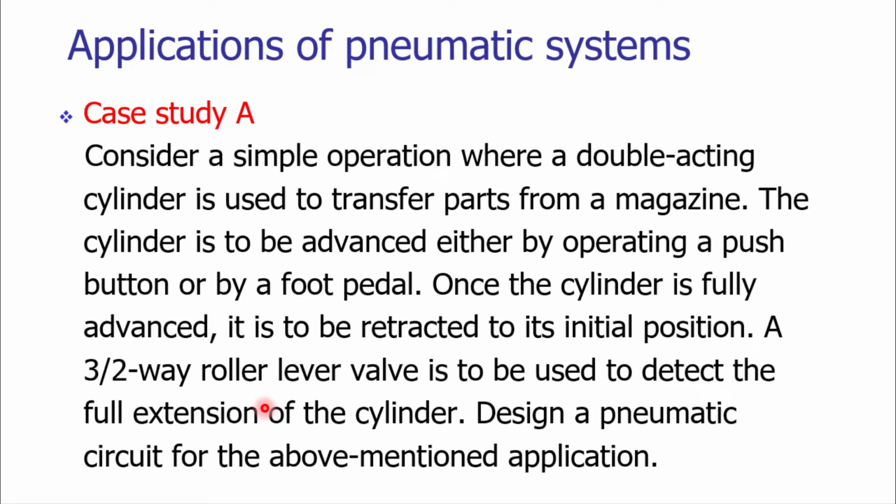A 3x2 roller lever valve is to be used to detect the full extension. So it is given that we need to employ a 3x2 roller lever valve, a 3 ports 2 position valve, which is to be operated by using the roller lever, that is to be used to detect the full extension of the cylinder. So for that purpose we have to give a conceptual system, a pneumatic circuitry for the above mentioned application.